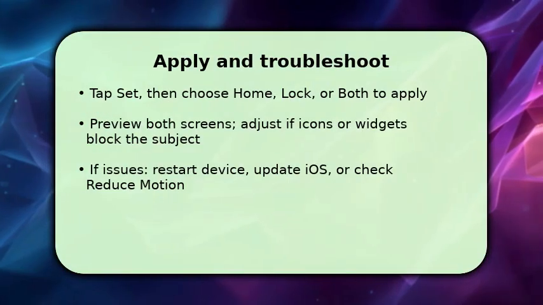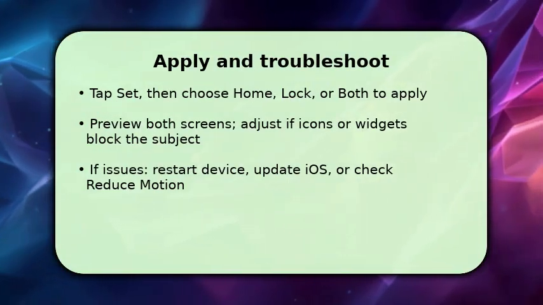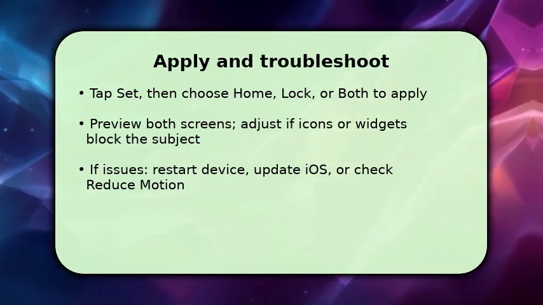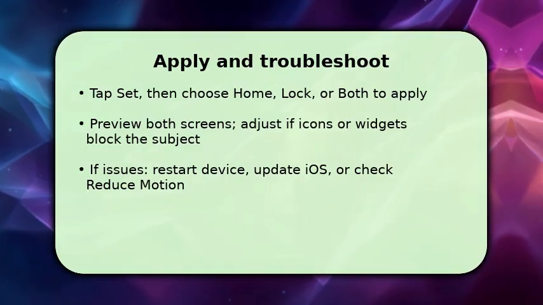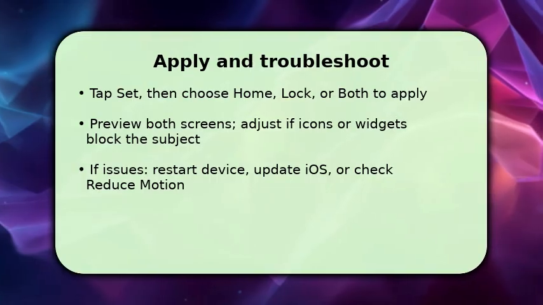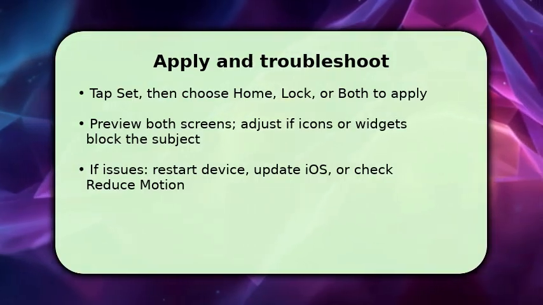You finish by tapping Set and choosing Home, Lock, or both. Once applied, swipe between screens to preview how icons and widgets interact with the image. If something looks off, return to editing to fine-tune zoom or repositioning so the focal point stays visible.